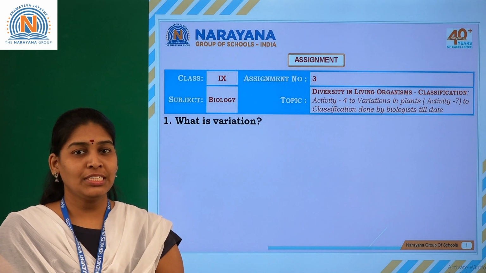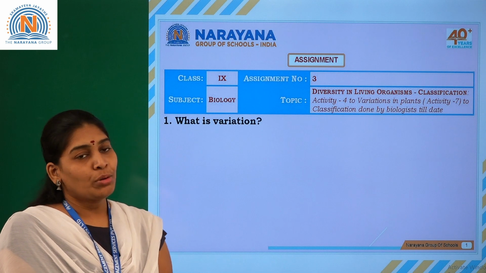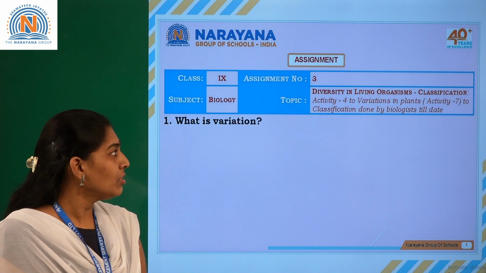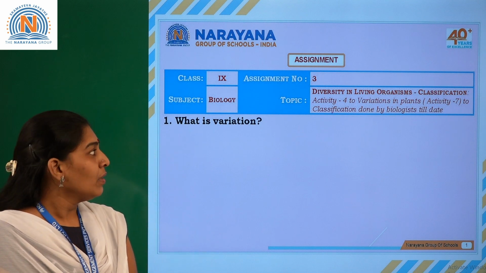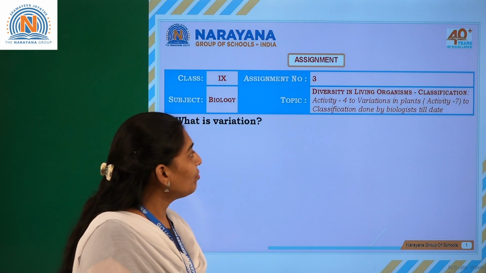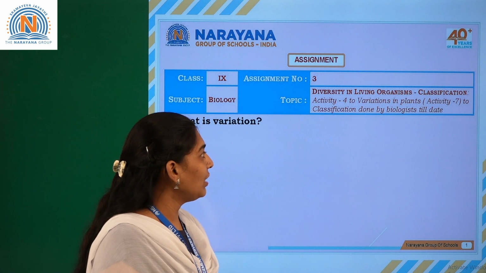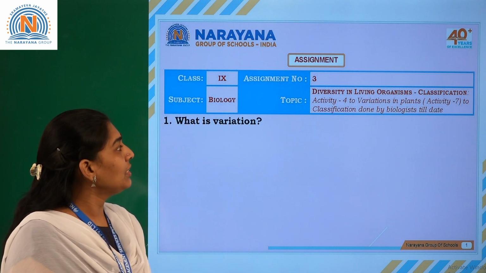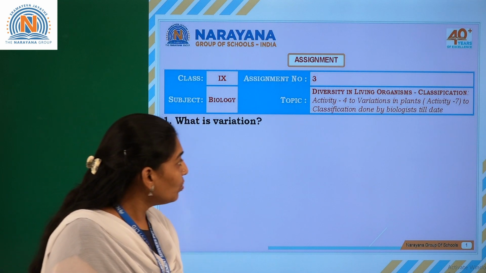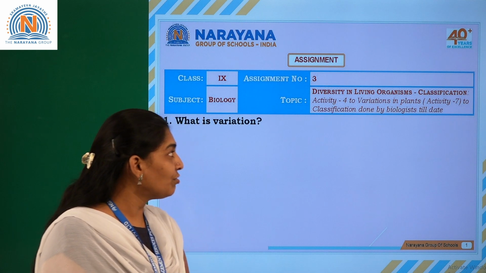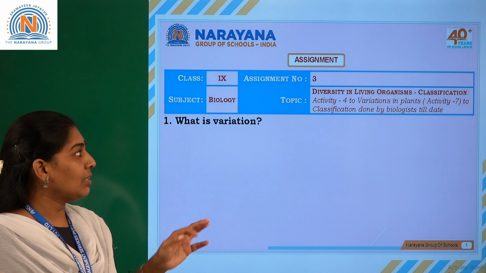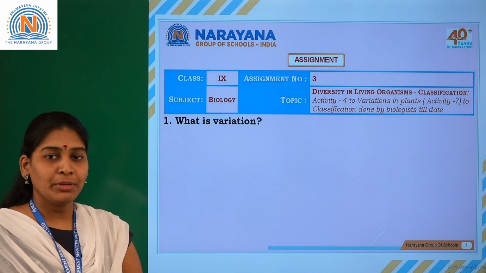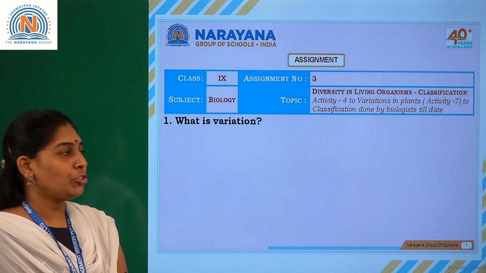Today we are going to discuss assignment number 3 and the topic diversity in the living organisms. We can say that it is a classification, the subtopic. Based upon the activities, activity 4 to that of variations in plants, activity 7 to here classification done by a biologist till the date. So these are the subtopics we are going to discuss in these assignments. Let us discuss one by one question here.